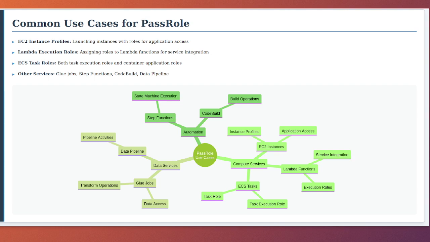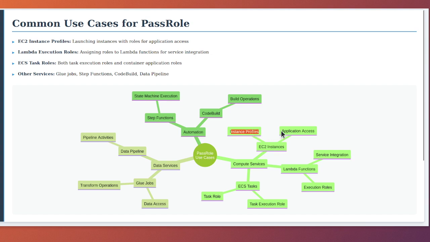The mind map diagram on the slide organizes pass role use cases into logical categories. At the center is the root node labeled pass role use cases, which branches into 3 main categories: compute services, data services, and automation. Let's walk through each branch to understand the structure. The compute services branch contains 3 sub-branches. The first is EC2 instances, which further branches into instance profiles and application access.